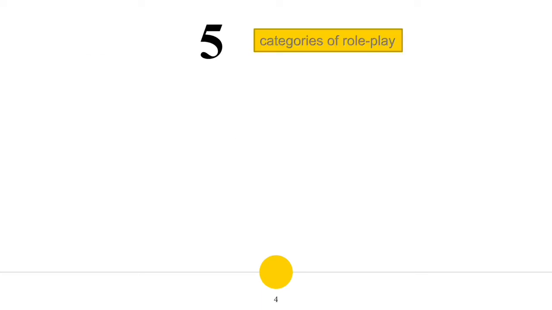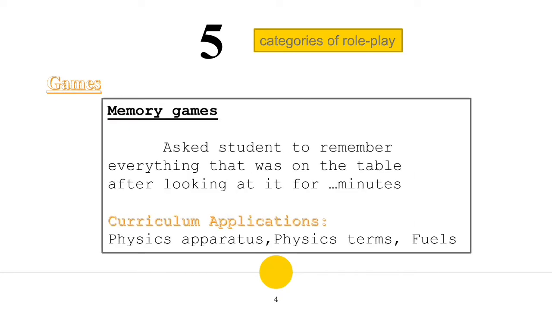The first one is game or games. Memory games, for example. You can ask students to remember everything that was on the table after looking at it for like 5 or 10 minutes. So the curriculum applications, it can be in physics apparatus, physics terms, and fuels.